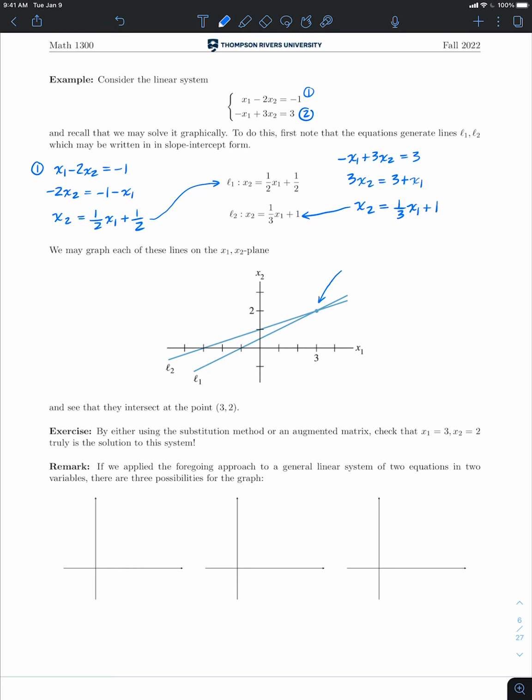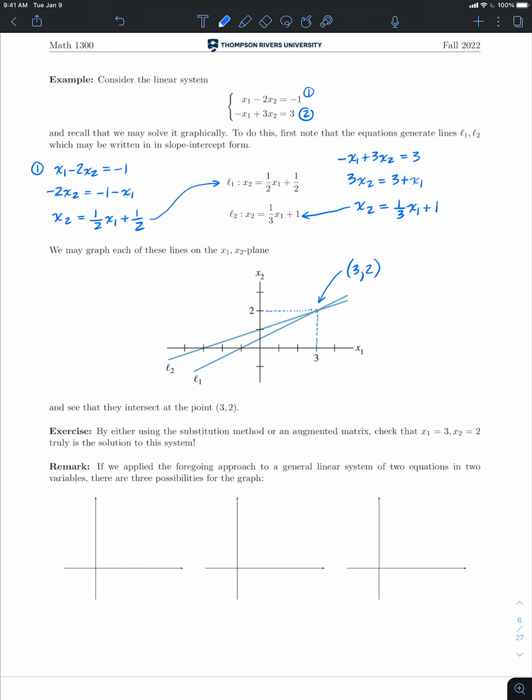Now, this is a nice case because you can actually see what the coordinates of that point are. The x-coordinate of that point, or I should say the x1 coordinate. We're not dealing with x-axis and y-axis here. We've got the x1 axis and the x2 axis, so I should be careful. So the x1 coordinate is actually 3, and the x2 coordinate, you can see, is actually positive 2. So the point (3, 2) is the point of intersection of those two lines.